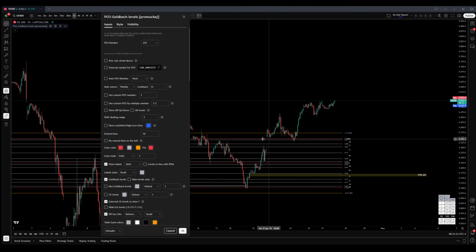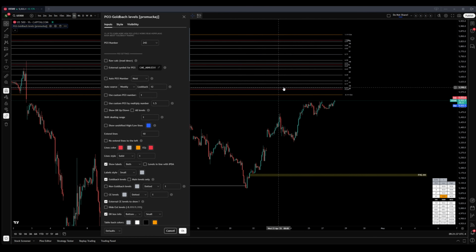You have the discount dealing range. This is where you want to get those higher probability swing trades. And you have the premium. This is where you want to close out your long trades and potentially get into short trades. But how do you trade the stacked dealing range?